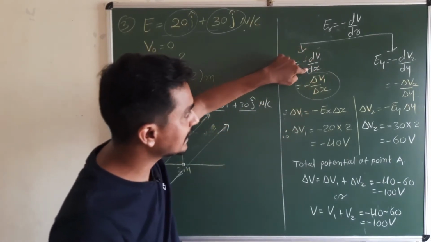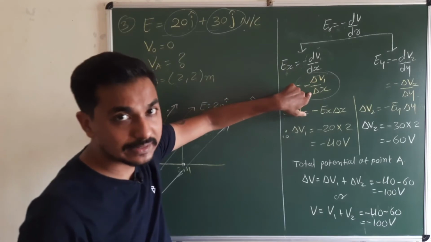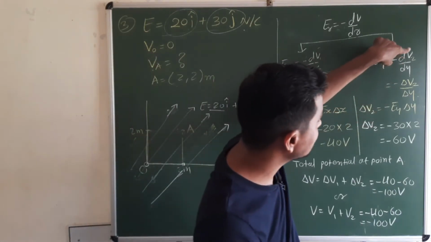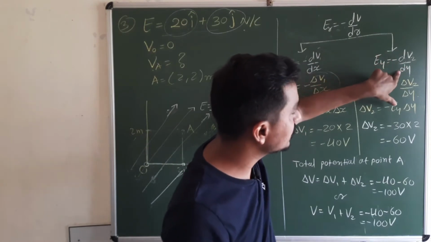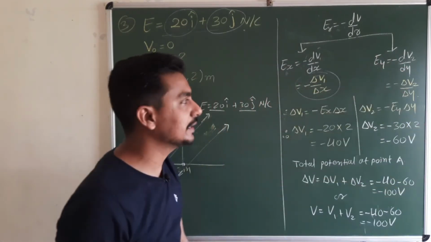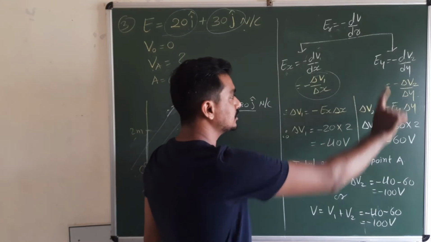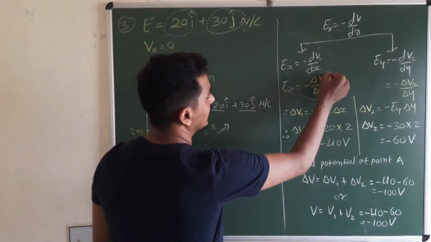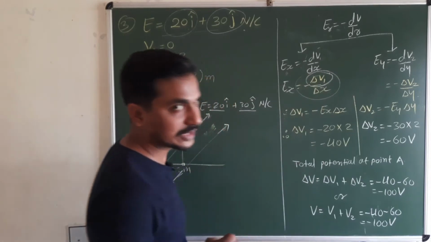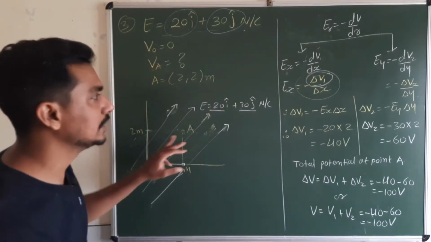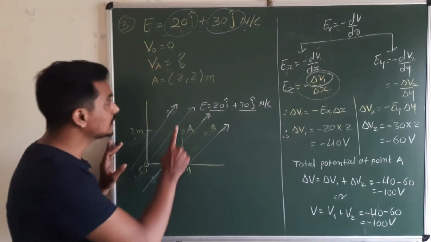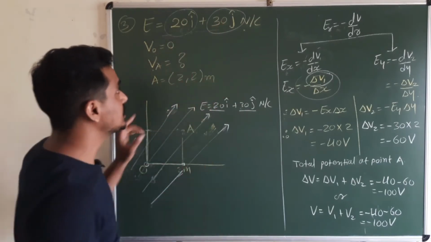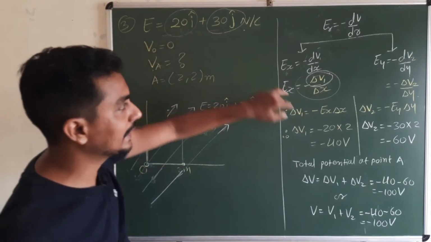And dV by dx I can write as delta V1 by delta x. Similarly, minus dV2 by dy can be written as minus delta V2 by delta y. So if I make delta V the subject, because it is asked to find the potential, first we will find the potential due to the electric field in the x direction and then the potential due to the electric field in the y direction.